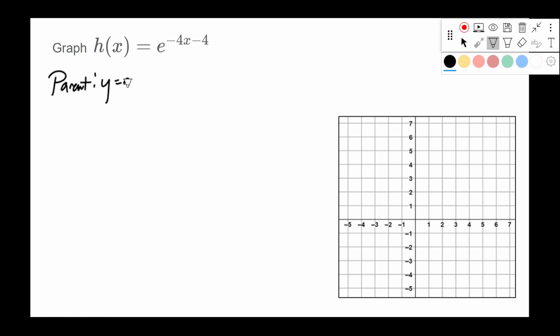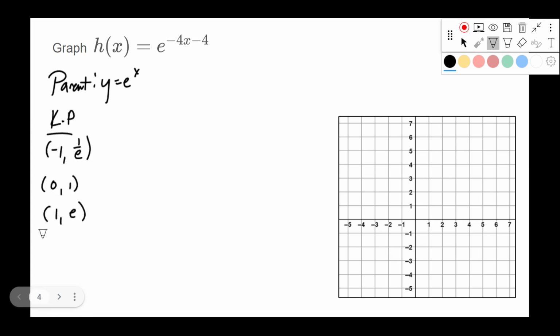The parent graph is y equals e to the x. All these things are going to do something to the graph. The key points on that, if I plug in negative 1, I get 1 over e. If I plug in 0, I get 1. And if I plug in 1, I just get e. It's an exponential function. So there's a horizontal asymptote on y equals 0. We learned about that in the last video. Now we got to talk about our transformations.